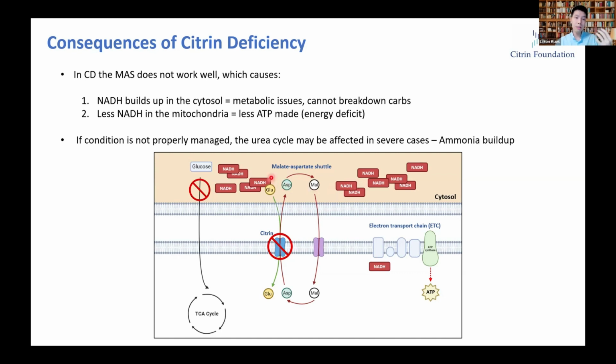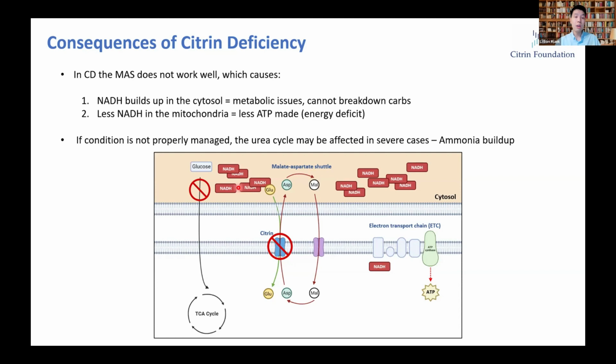So the accumulation of NADH in the cytosol is thought to underlie a lot of the symptoms associated with citrin deficiency, as well as you can see inside the mitochondria, there's not enough NADH now to drive ATP. So you have a chronic lack of energy being produced in the liver cells. You also notice there's a blockade in the body's ability to break down carbohydrates because the accumulation of NADH in the cytosol actually blocks the body's ability to properly metabolize carbohydrates.